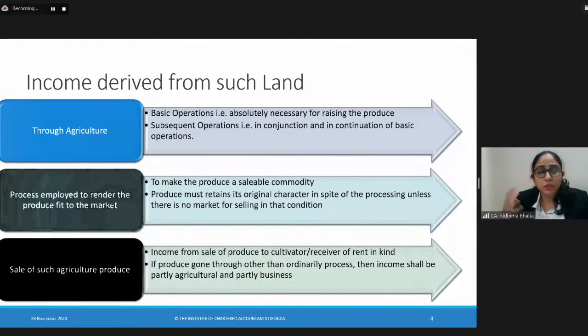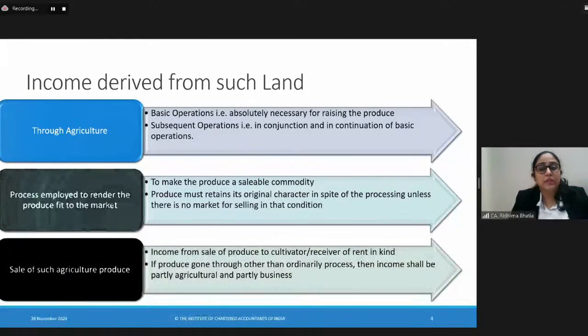The mango should be sold as mango. It should not be sold as mango pulp. Or in the case of potatoes, potatoes should be sold as potatoes. Yes, you may keep them clean and do all that, but potatoes should not be sold as chips. You cannot say that these chips are my agricultural income, because we are focusing on two things: basic and subsequent operations, and then certain processes to make it fit as a sellable commodity. We are not saying that if you have produced tomatoes and now you're selling tomato ketchup, this is my agricultural income. No. Whatever you sell of that agriculture produce after basic operations, subsequent operations, and certain processes would be your agricultural income.